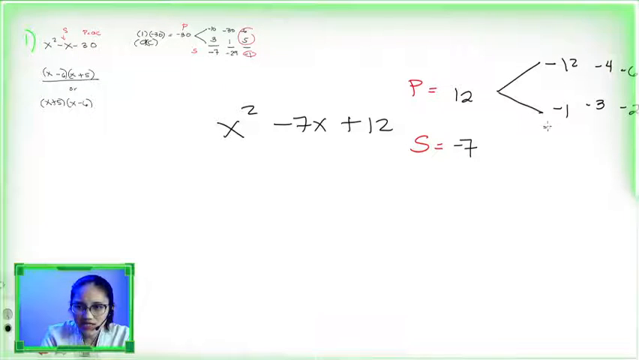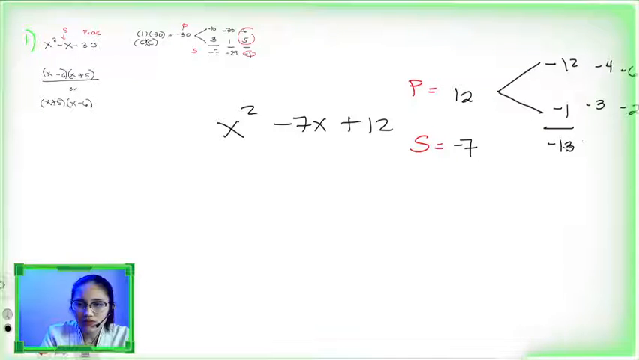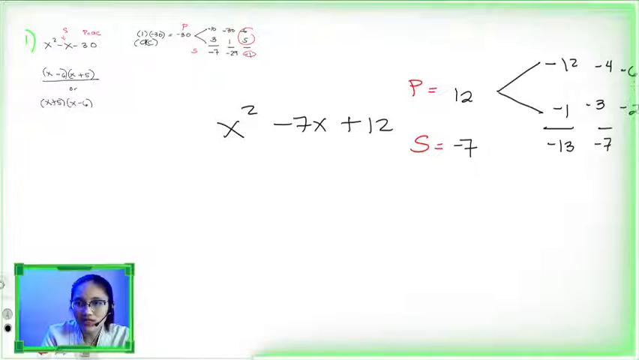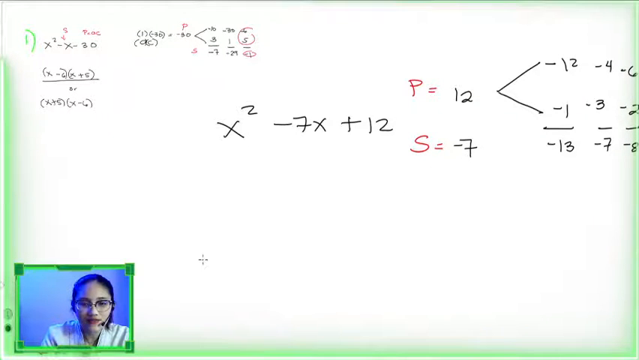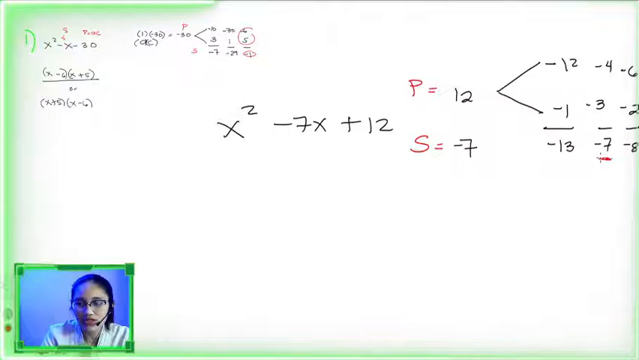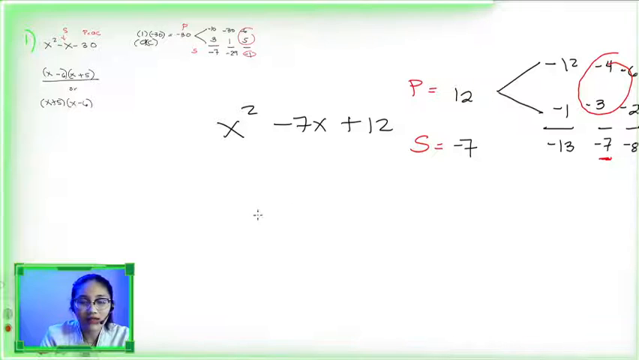Okay, let's get the sum. Negative 12 plus negative 1 is equal to negative 13. Negative 4 and negative 3, the sum is negative 7. Negative 6 and negative 2, the sum is negative 8. Meron ba dyang nag-match dito sa hinahanap natin na sum? Meron. Negative 7. So itong negative 7 ay nasa middle. So ito ang hinahanap natin, meaning to say the factors are negative 4 and negative 3.